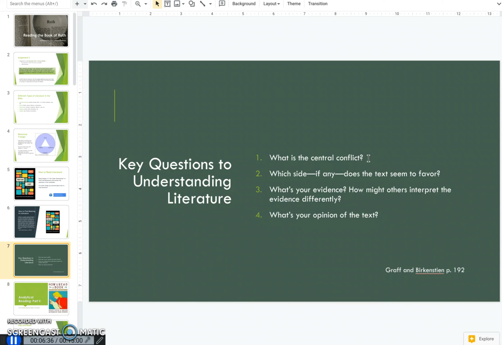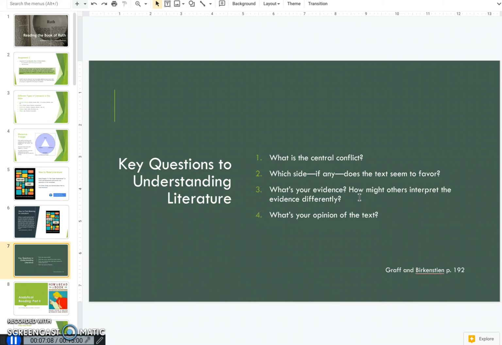Okay. Second question, which side, if any, does the text seem to favor? Does there seem to be a bias or a favorite outcome that we're looking for in regards to that main character? Third, what's your evidence? This could be plot turns that happen in the story. It could be words that characters say. It could be events, things that happen. It could be symbolism. There's a lot of different things this could be. What is your evidence?